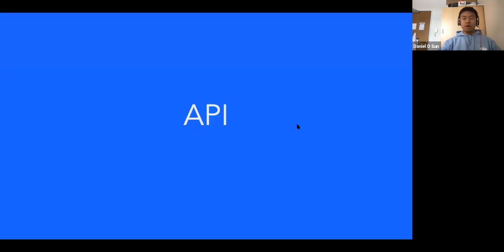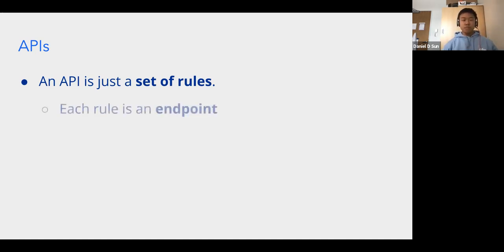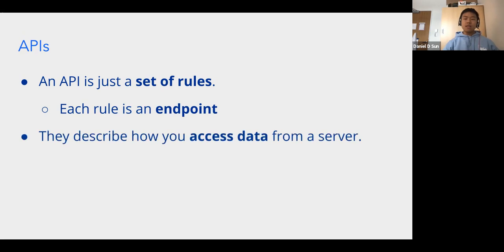All right, let's talk about APIs. Okay, so what's an API? An API is a set of rules. Yeah, that's all you really need to think about. An API is a set of rules. It's a set of ways that your various clients can interact with the server. So each rule is known as an endpoint. That's the specific terminology that we use with APIs. So each rule is an API endpoint, and they describe how you can access data from the server or write data to the server.